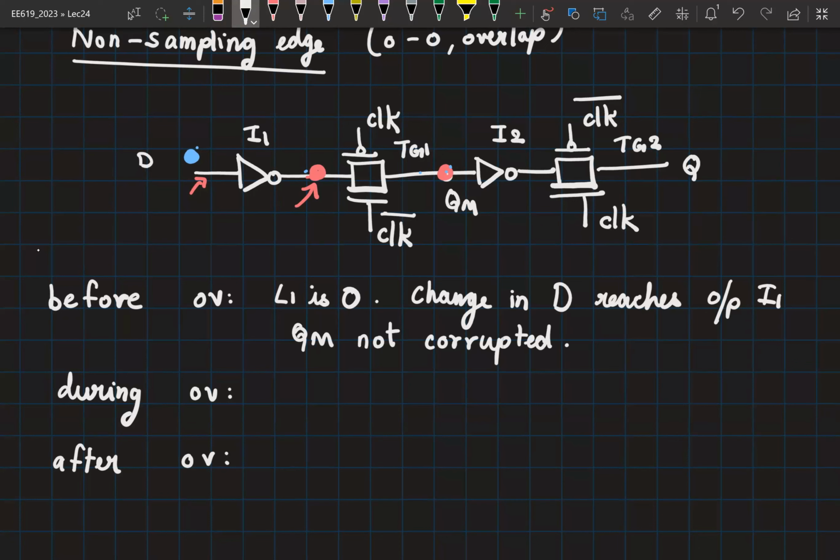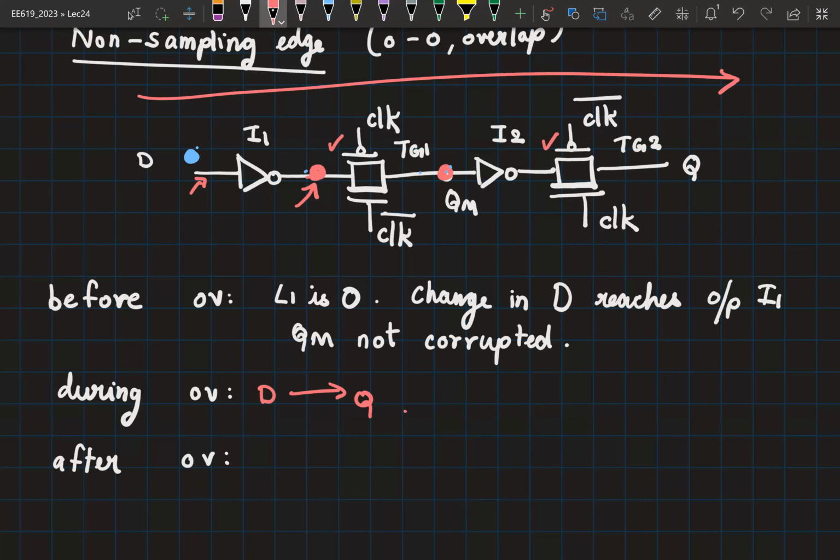So during the overlap, what can happen? It has a direct path. Why? Because you have a 0 0 overlap. Wherever you have a 0 connecting to the PMOS transistor is going to turn on. Therefore, this transistor is going to turn on. This transistor is also going to turn on. So through both the PMOS transistors, you now have a direct path from D to Q. So your data can race to Q. So the data can go all the way from D to Q. And this is sometimes called data racing from D to Q.